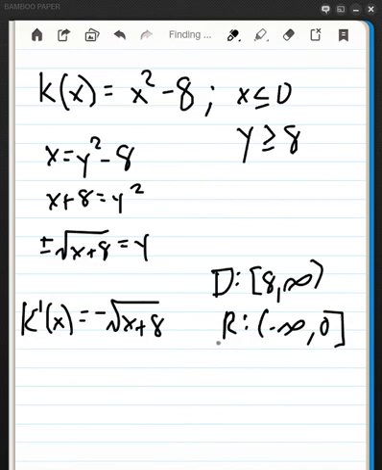Okay, those are the tricky ones. Generally speaking, I'm hoping that you guys are comfortable with the process of switching your independent and dependent variable and then solving for the dependent to find your inverse.